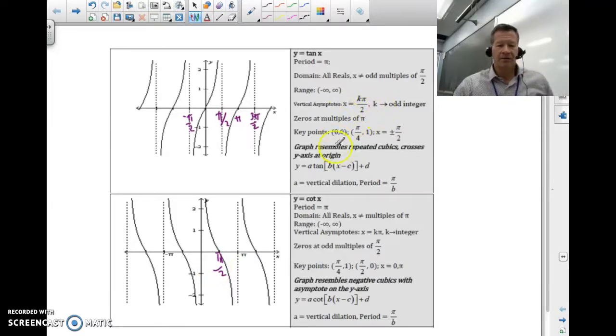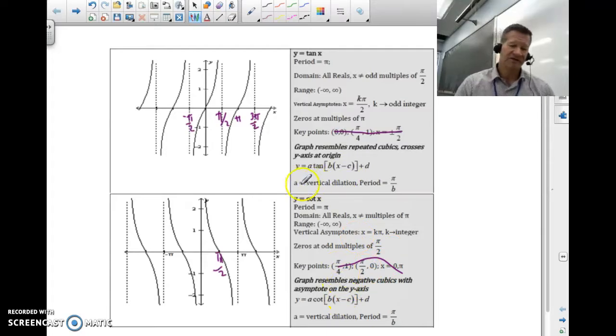So the vertical asymptotes can be written as x is k pi over 2, where k is an odd integer in that case. But if you just say odd multiples of pi over 2, that's fine also. The range is all real numbers, down forever, up forever, okay? The key points we will discuss. Don't worry about those so much. We'll talk about how to get those. I don't want you to memorize them. And then we're going to graph transformations, okay?